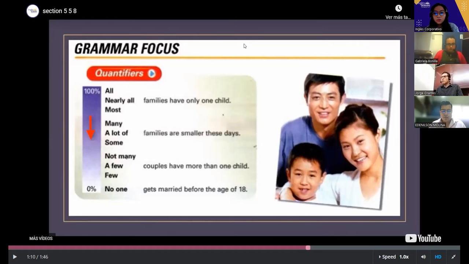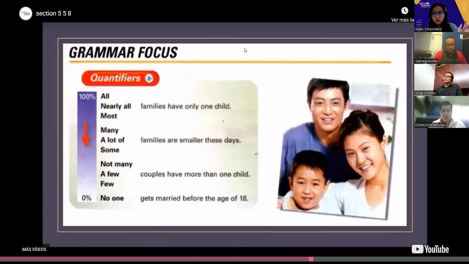Look at the examples that we have here. Can you identify the plural nouns? ¿Cuáles son los plurales que tenemos acá? Plural nouns. Miren, primer paso, quantifiers. We are going to write quantifiers. Okay, a excepción de no one. Quedémonos acá. First, we need to write the quantifier. After that, we need to have plural nouns.